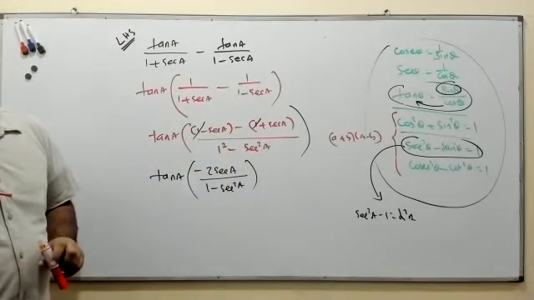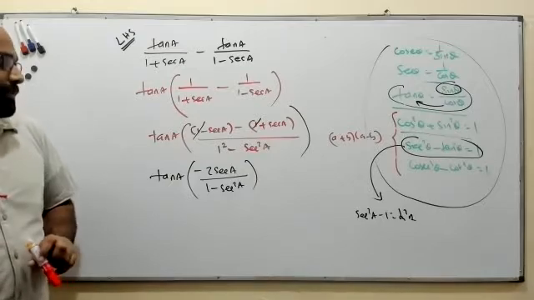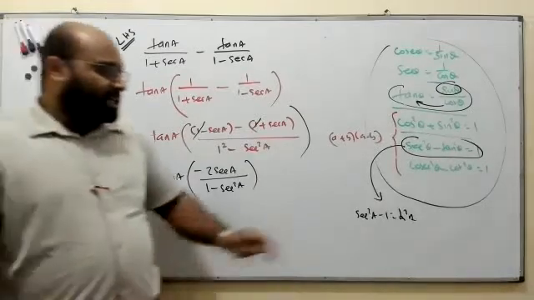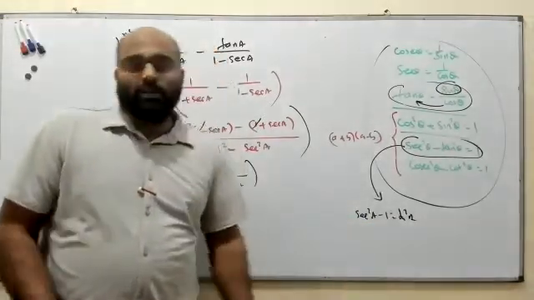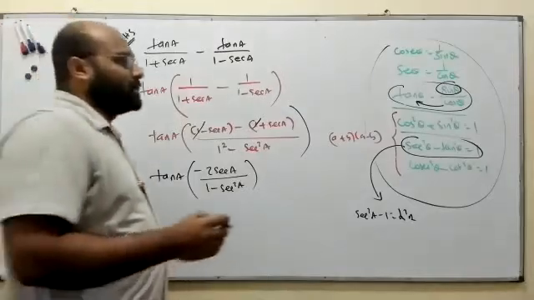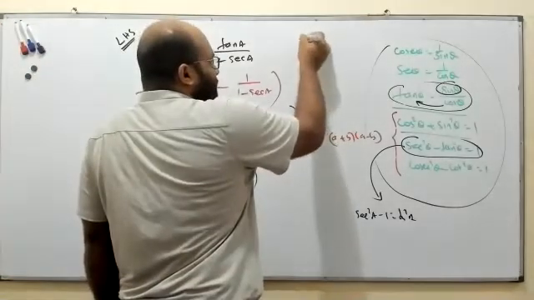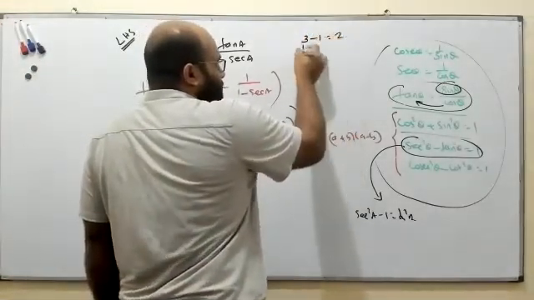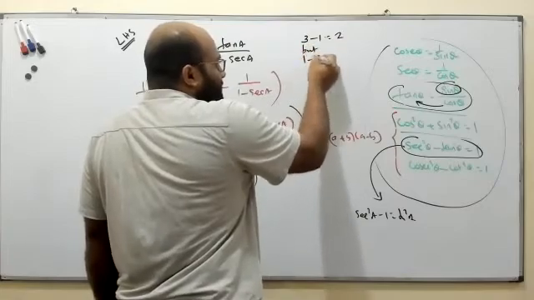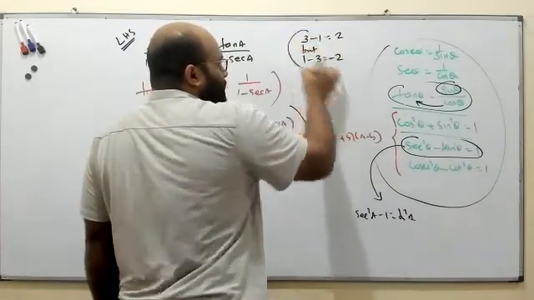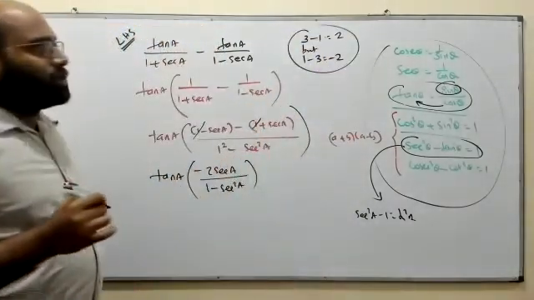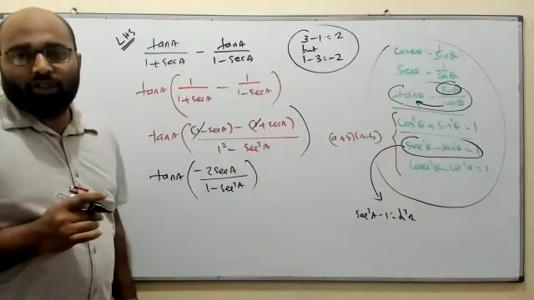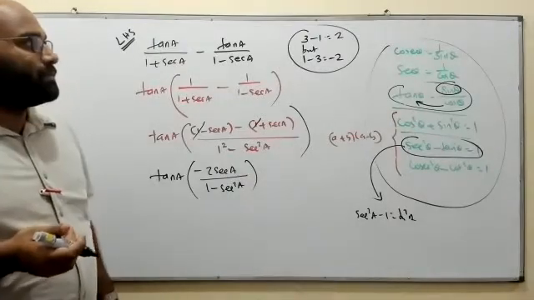So what I want to say, after this step, our identity is what? Sec square A minus 1 equal to tan square A. Just to try to understand, I'll tell you. 3 minus 1, everybody knows 2. But 1 minus 3 will be what? Minus 2. 3 minus 1 equal to 2, but 1 minus 3 is what? Minus 2, because subtraction is not commutative.